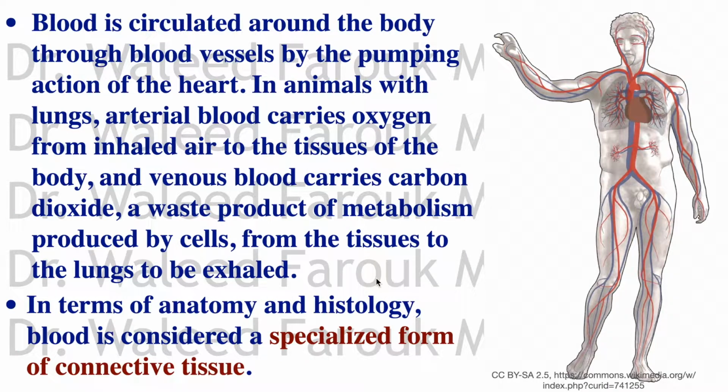Blood circulates in the body, of course, after being pumped from the heart to deliver to all the cells of the body, and then returns back to the lung to be oxygenated and get rid of the carbon dioxide through the lungs. As mentioned before, we're studying blood as a specialized form of connective tissue.